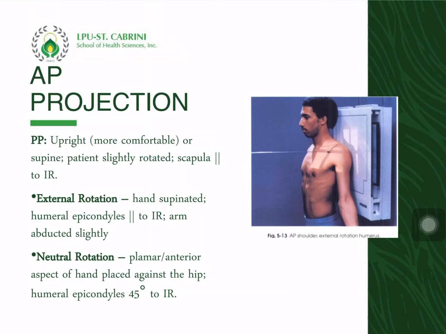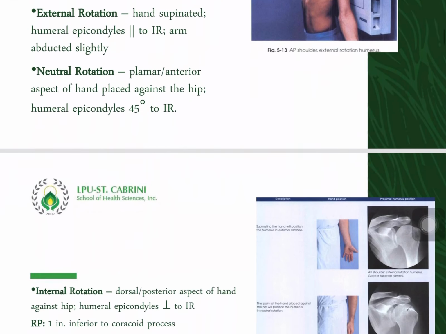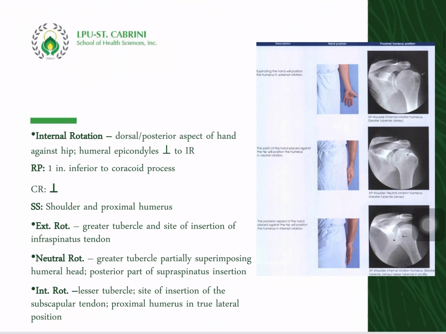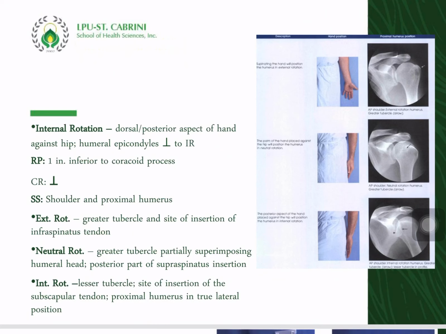As for the neutral rotation of the proximal humerus, place the palm of the hand against the hip. This will place the greater tubercle in medial profile of the humeral head. And to place the proximal humerus in internal rotation, ask the patient to slightly flex his elbow and rotate the hand internally, so its posterior aspect is placed against the hip.